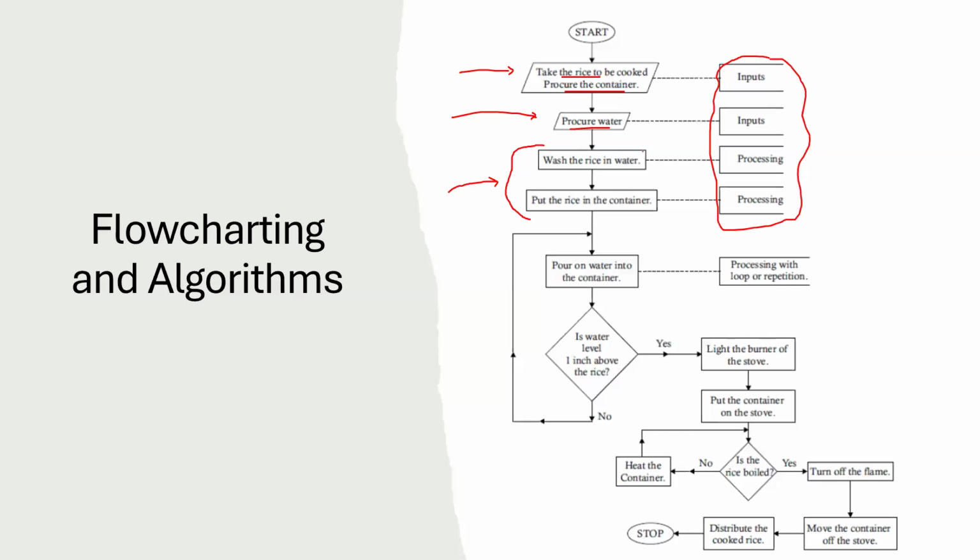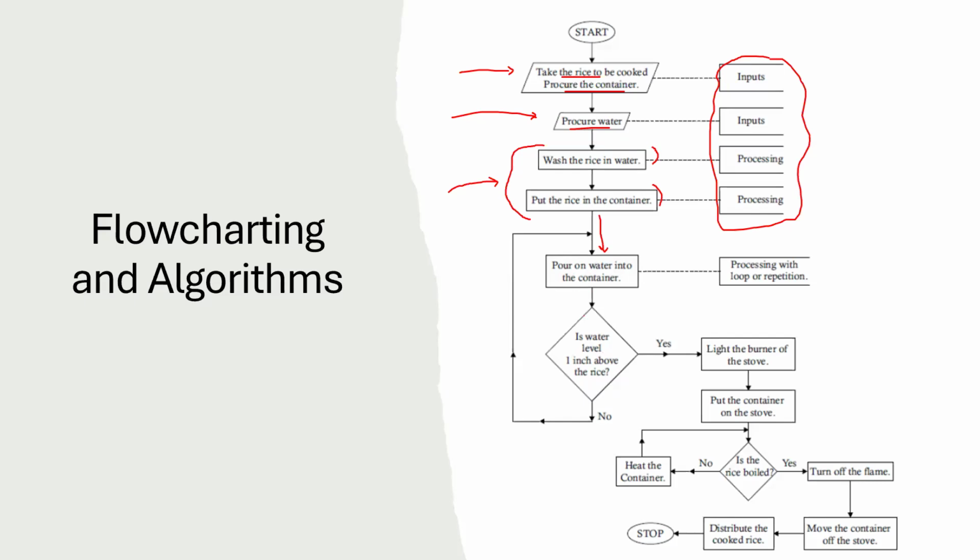Then now we are running something. We have some functions. We have some actions, as you see: wash the rice in the water, and then put the rice in the container. Then we will start the pouring operation here. Pour water into the container. It's a clear function actually. We don't need to declare any input or output.